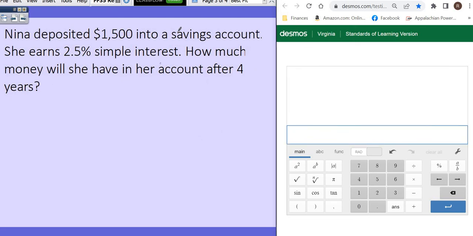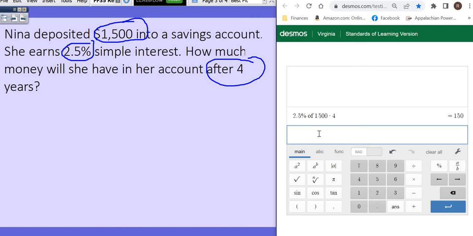Nina deposited $1,500 into a savings account and she earns 2.5% simple interest. How much money will she have in her account after 4 years? Well, let's start by putting in the percentage, 2.5% of the money. Then, if it gives us years, we have to multiply by how many years. That is the amount of interest. But it's asking how much she will have in her account, so that's like asking what her total will be. So we'll start with the $1,500 and we are going to add the interest.